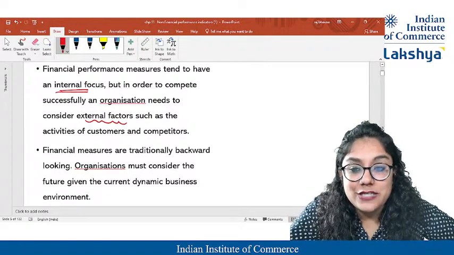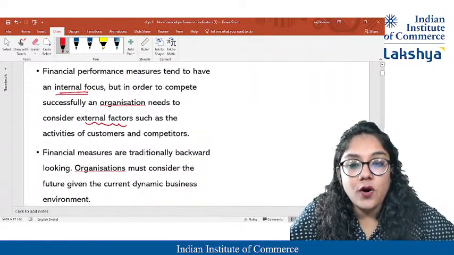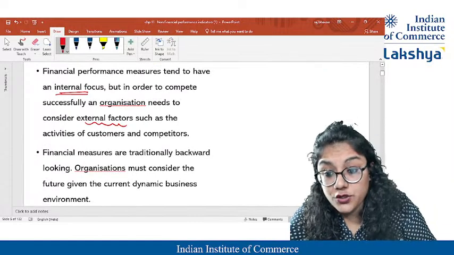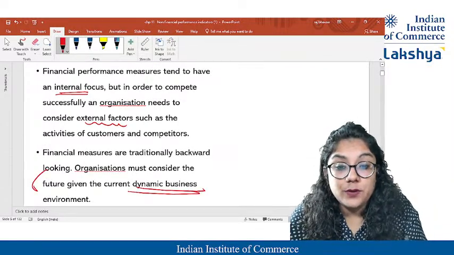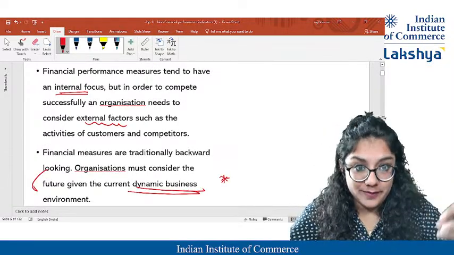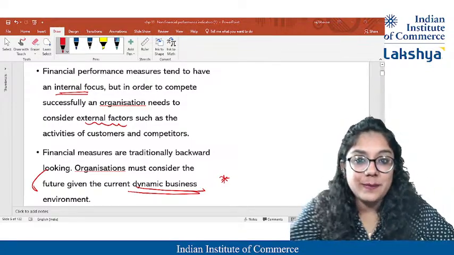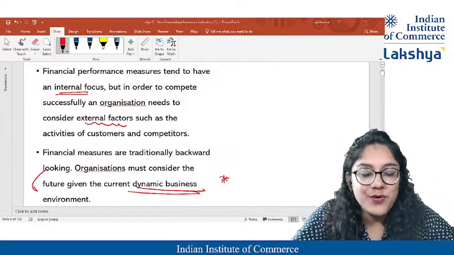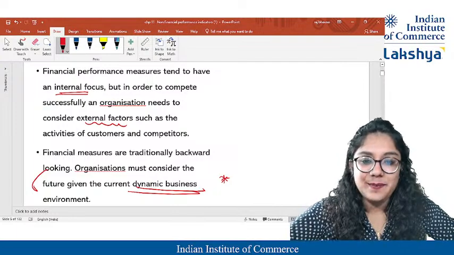Financial measures are traditionally backward looking. So organizations have to consider something in the future. What they have to do is understand the dynamic business environment, because of the changing effects, people have to cater to that and move ahead. Okay, simple.